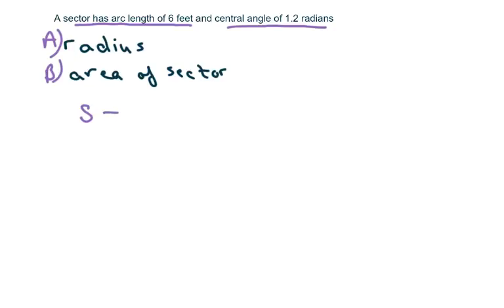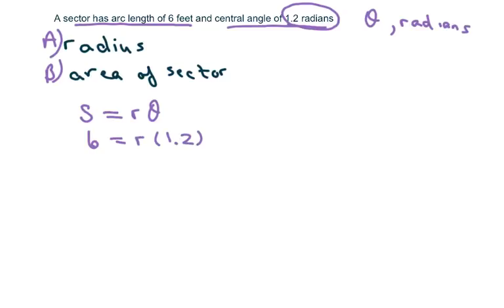We're going to use our arc length formula, S equals R times your angle. Remember, your angle must be in radians. We were already given it in radians, so we know our arc length is 6 equals R times 1.2. Divide both sides by 1.2, and you get R is 5, which would be 5 feet.